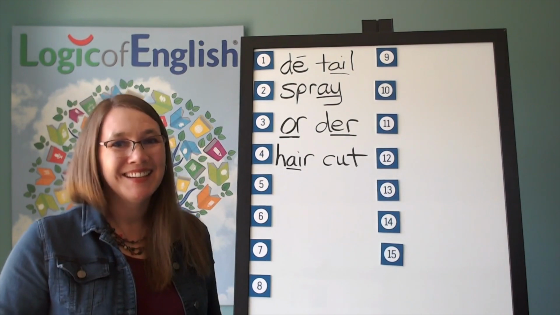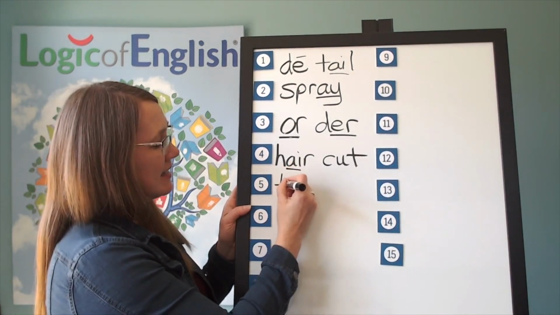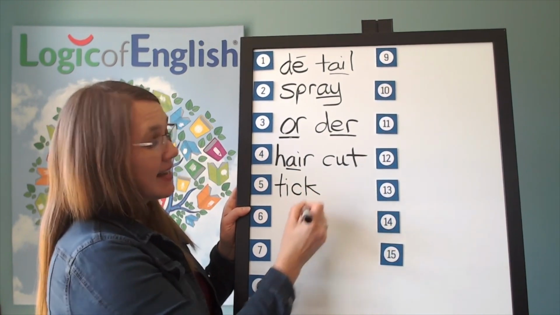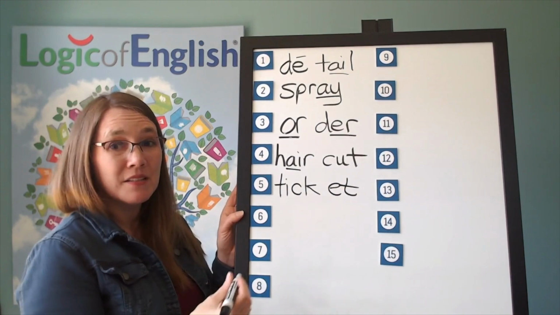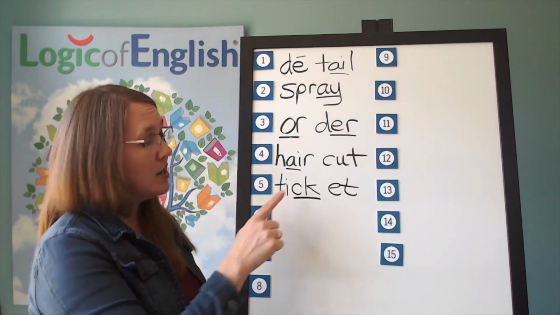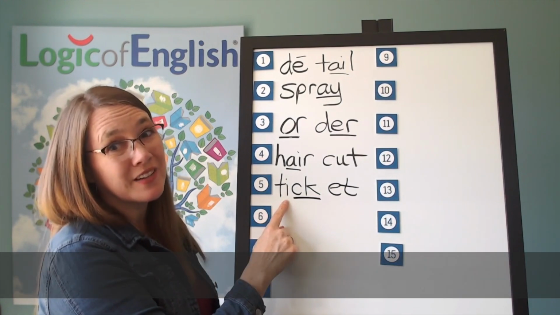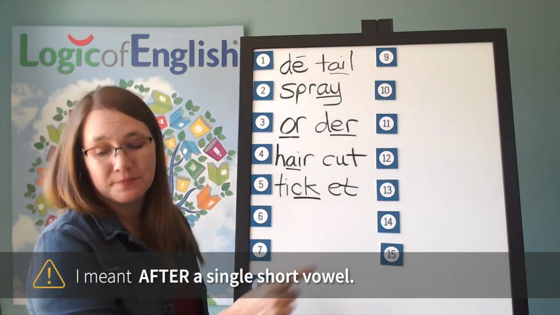Good. Help me to write it. The first syllable is tick. T-i-k. The second syllable is et. Et. And how will we mark it? We'll underline the k. Why could we use a two-letter k? It's before a single short vowel. Let's sound it out. Ik, et, ticket.